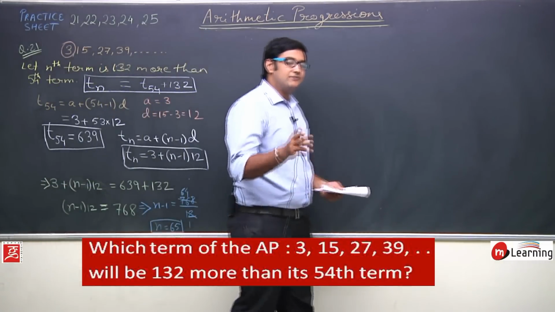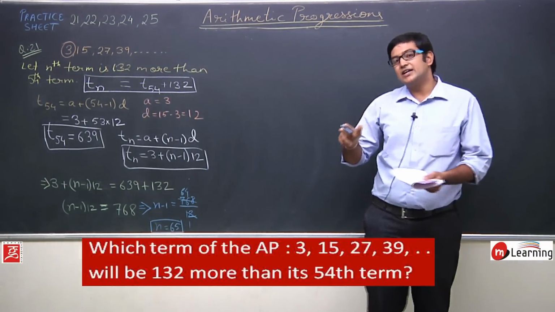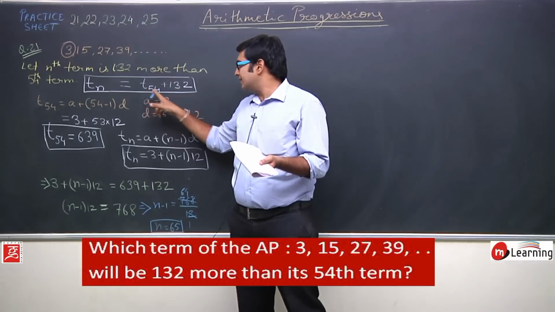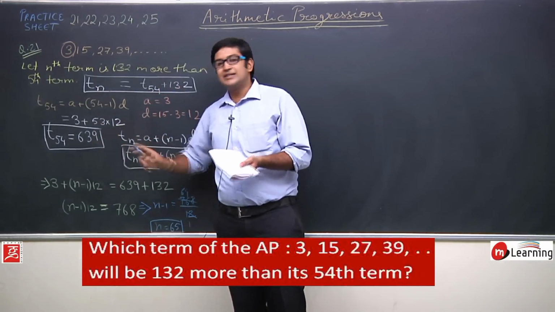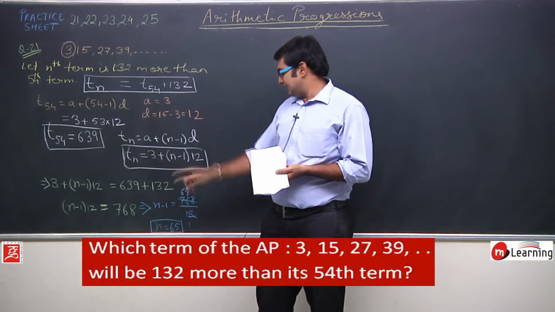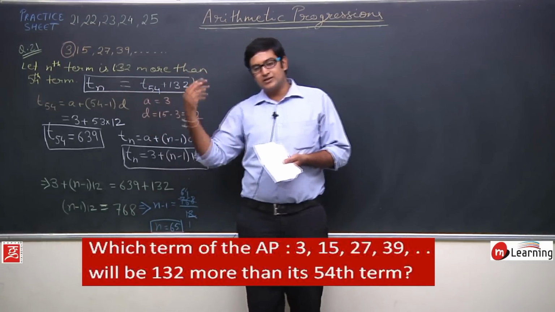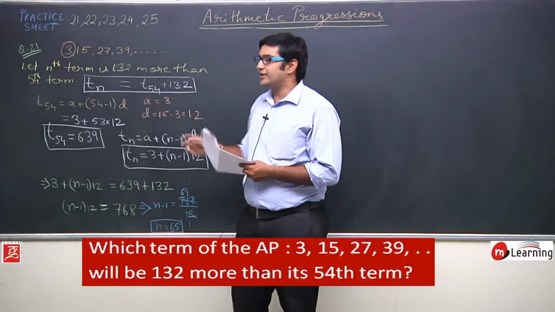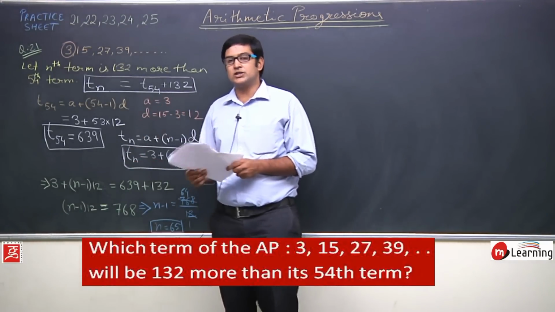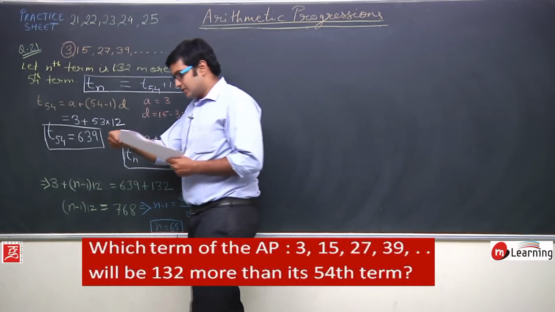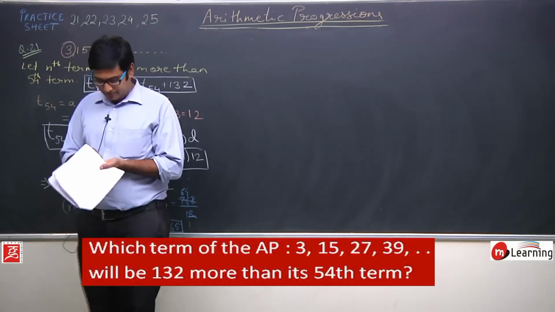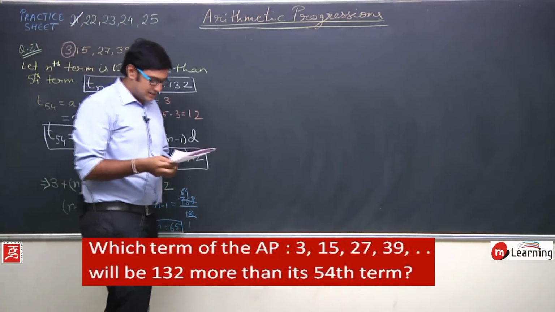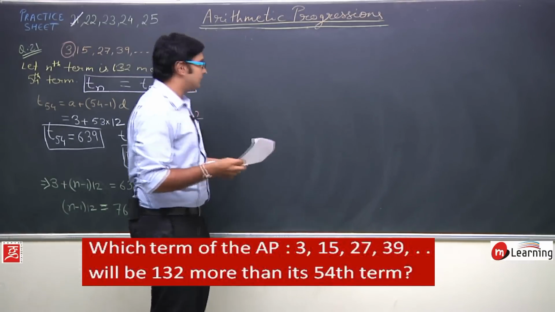It means the 65th term is 132 more than the 54th term. Okay, it means if I add 132 to this 639, it will give you the value of the 65th term. So this question is not at all difficult, but it is different from what we have solved previously. That's why I have discussed this question. So this is the solution for question number 21. Now let us discuss question number 22.